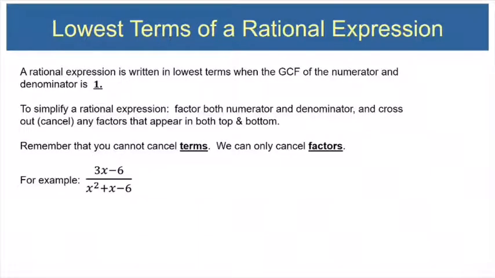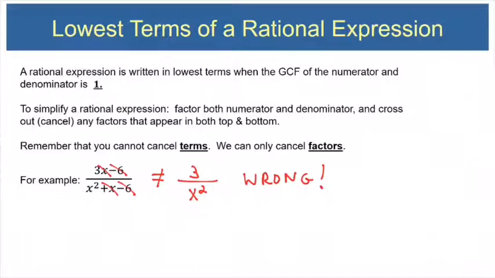So for example, let's look at the rational expression 3x minus 6 all over x squared plus x minus 6. A mistake that a lot of people make is they try to cancel out the x's, and then they would probably also try to cancel out the minus 6's. And they would get 3 over x squared, and that is completely wrong. The problem is that this x is not a factor of the top. It's a factor of the first term. And this x is not a factor of the bottom. It's just the middle term. These negative 6's are not factors, they are terms, and so they're not free to cancel.